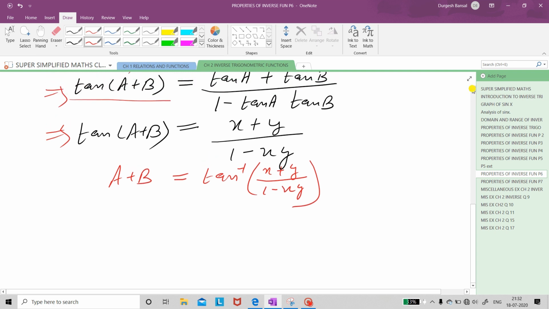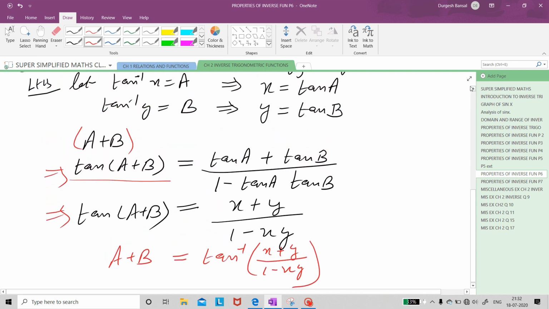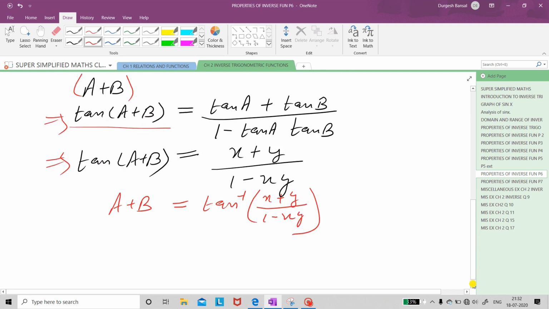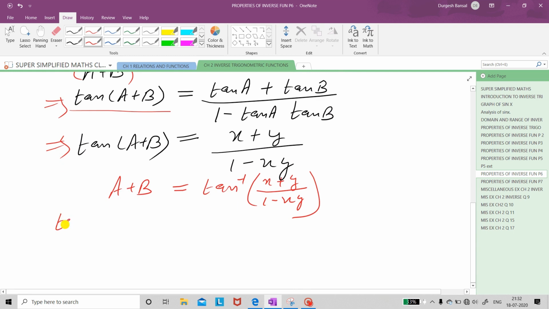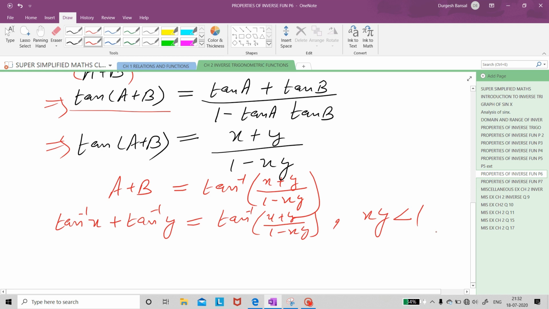Now we substitute back the values of a and b. So let us look back at what the values of a and b were. You can see a was tan inverse x and b was tan inverse y. So in place of a, I can write tan inverse x and in place of b, I can write tan inverse y, which is equal to tan inverse of x plus y upon 1 minus xy, with the condition that the product xy is less than 1.